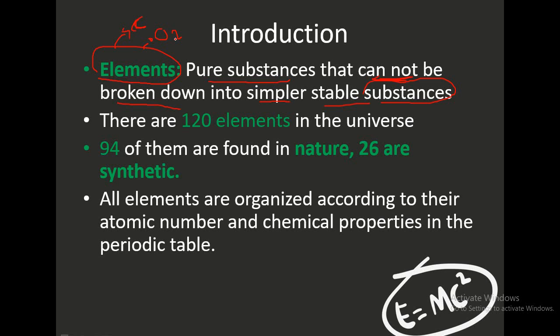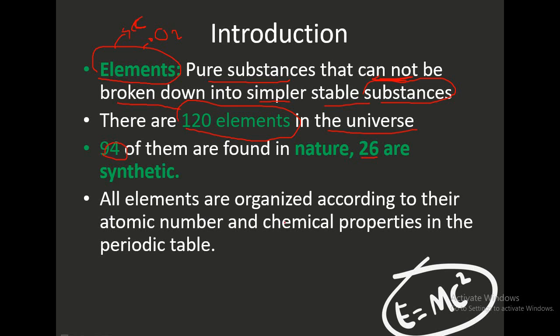We have 120 elements in the universe. So how many elements do we have? 120 in the universe. 94 of them are found in nature, while 26 are synthetic.